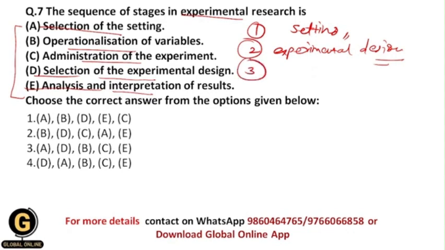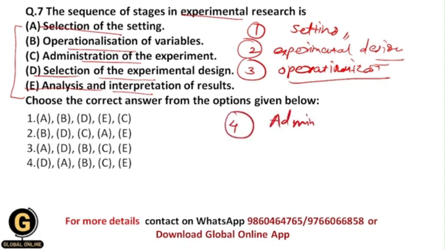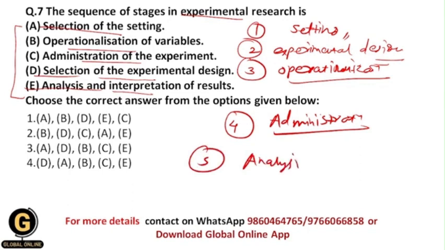The third stage would be operationalization of variables. Operationalization of variables means you are going to have control on the variables: control and manipulation of the independent variable, and you are going to study the dependent variable. And the fourth one is administration of the experiment, where you are going to do the whole experiment. And the fifth one is analysis and interpretation of results. This should be your last stage.